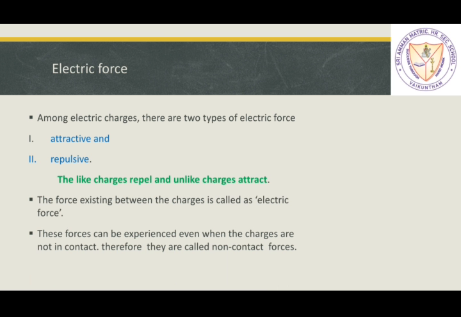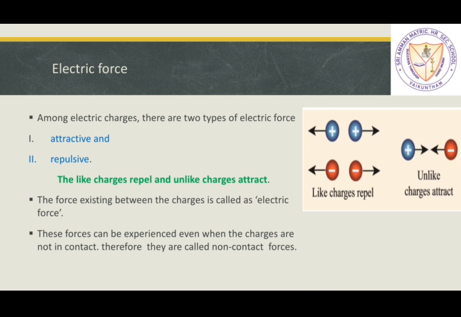These forces can be experienced even when the charges are not in contact. You just bring them near. No need to touch them. Even though there is no contact between these two charges, the force will be experienced. Therefore, this force is an example of non-contact force. That means the force exists even though the things are not in contact.